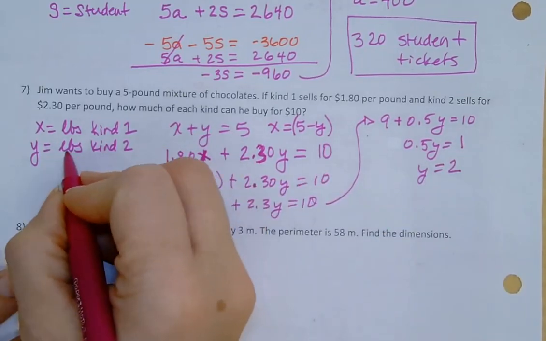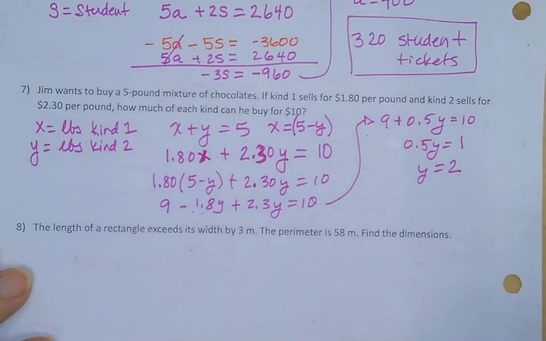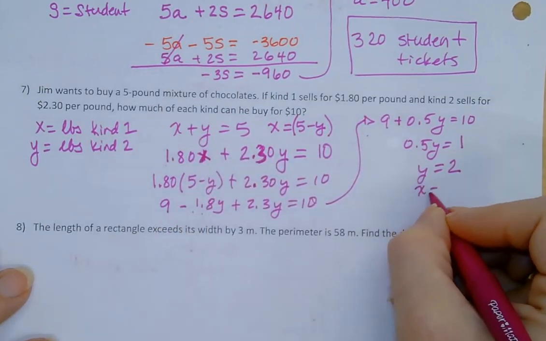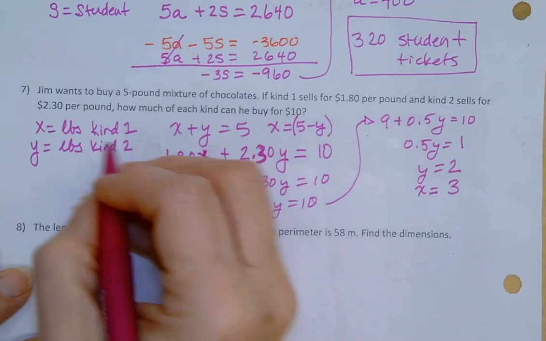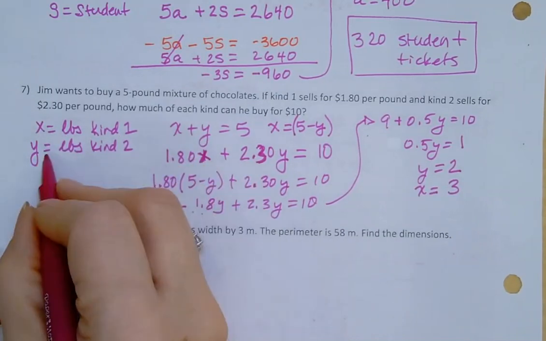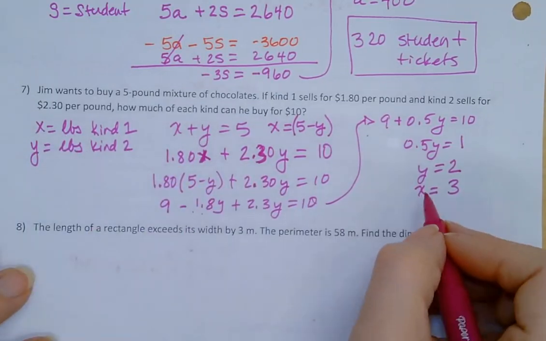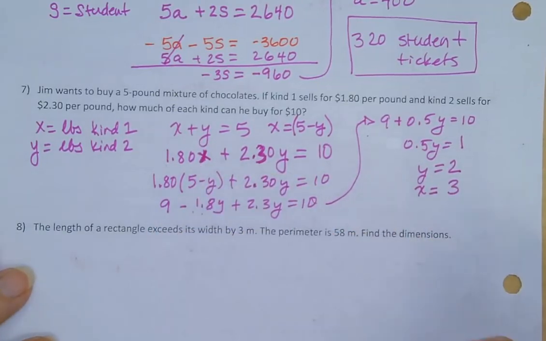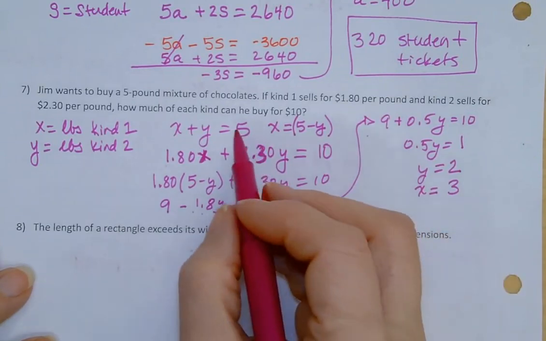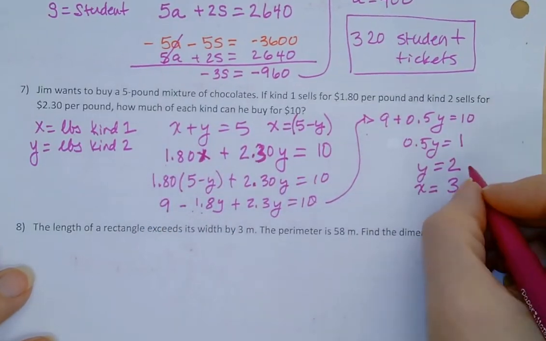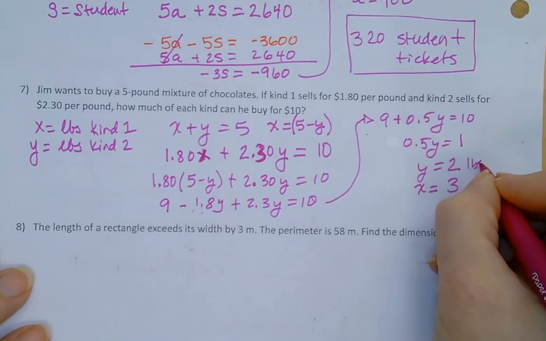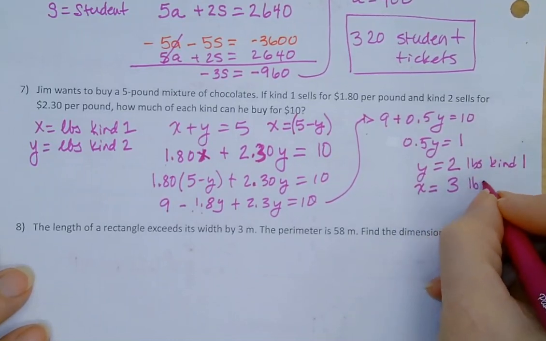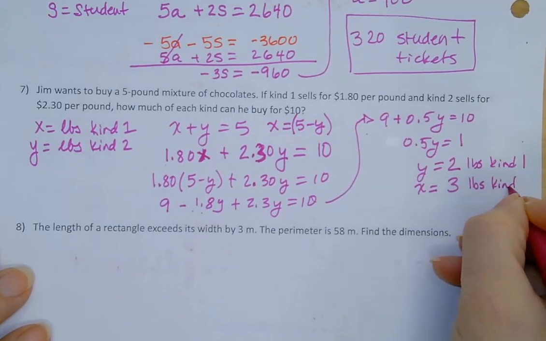Okay, 2 pounds of the second type of chocolate. And if I'm getting a total of 5 pounds, that means X has to be 3 pounds, right? So I'm going to get 3 pounds of kind 1, and I'm going to get 2 pounds of kind 2, and I can plug that information back in to make sure that I am spending exactly $10. Okay, the question said, how much of each kind can he buy? So 3 pounds kind 1 and 2 pounds kind 2.